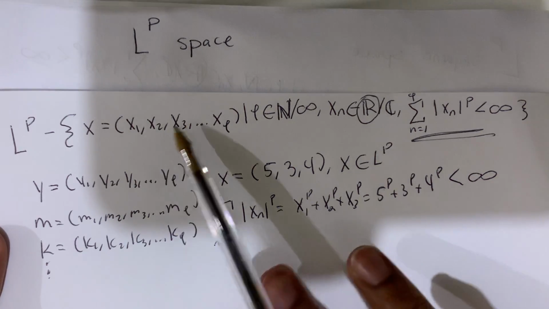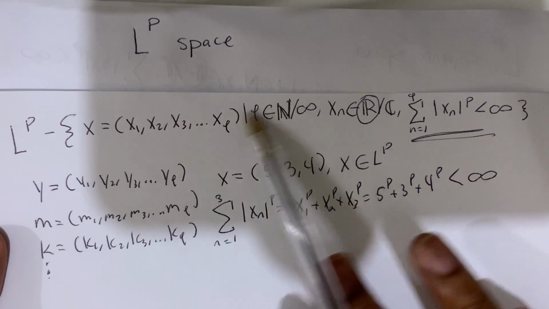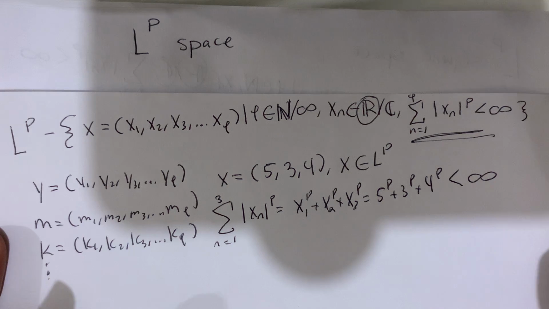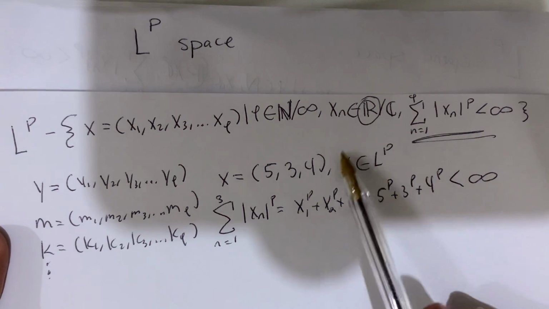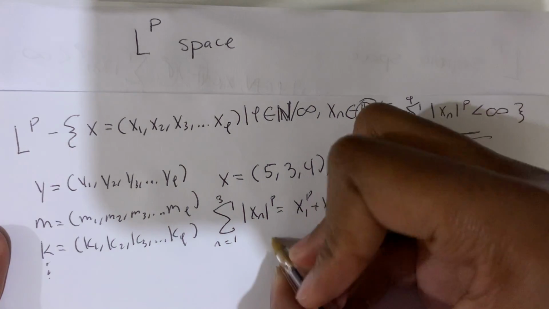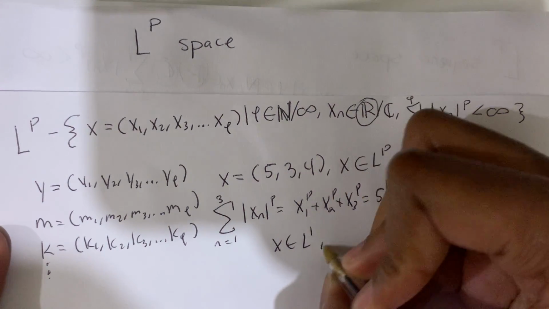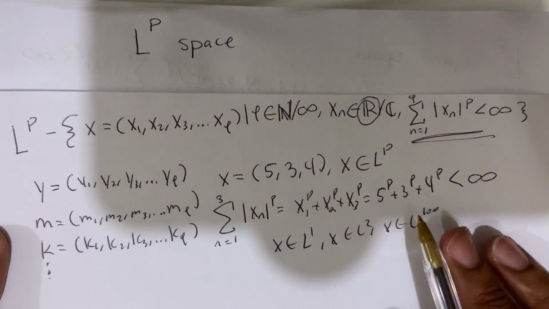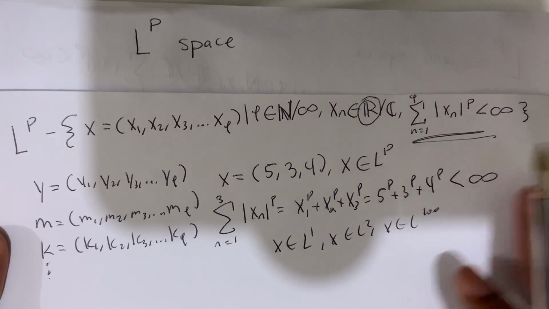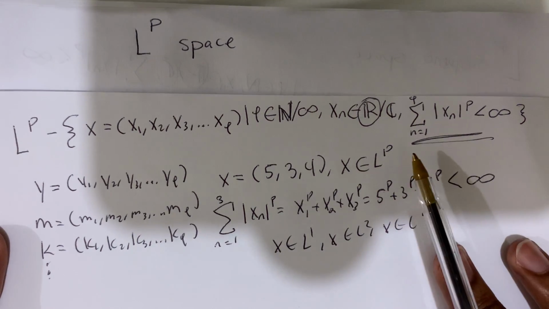Just that the elements have to get smaller and smaller as L increases. But if you want to get off topic, this set is a member of an LP space. So x is a member of L1, x is a member of L2, x is a member of L100. It's a member of LP for all p. Okay, that's just it in practice.